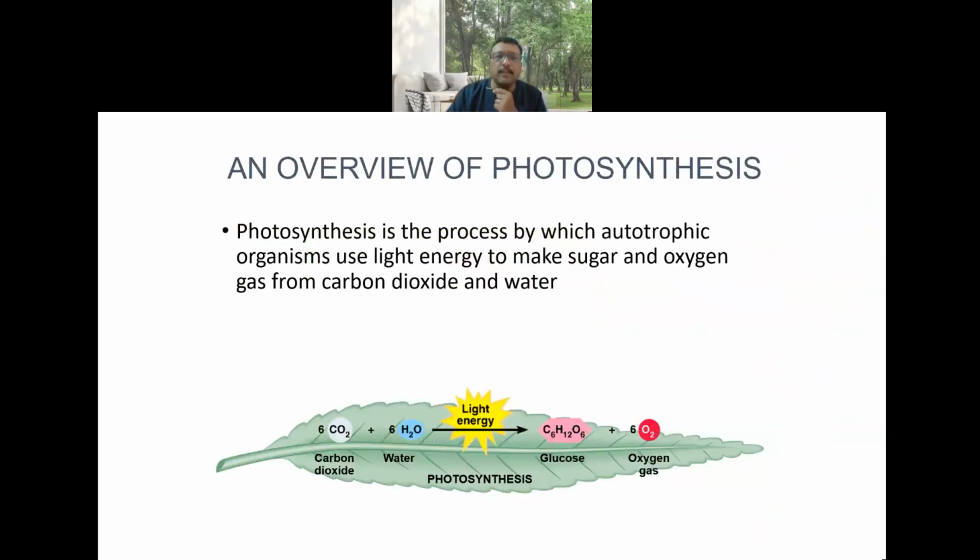If you look at the overview of photosynthesis, photosynthesis is a process in which autotrophic organisms use sunlight as the light energy to make sugars and oxygen gas from carbon dioxide and water. These are carbon dioxide, water, and light energy used in the presence of the color pigment called chlorophyll, and glucose and oxygen are evolved.